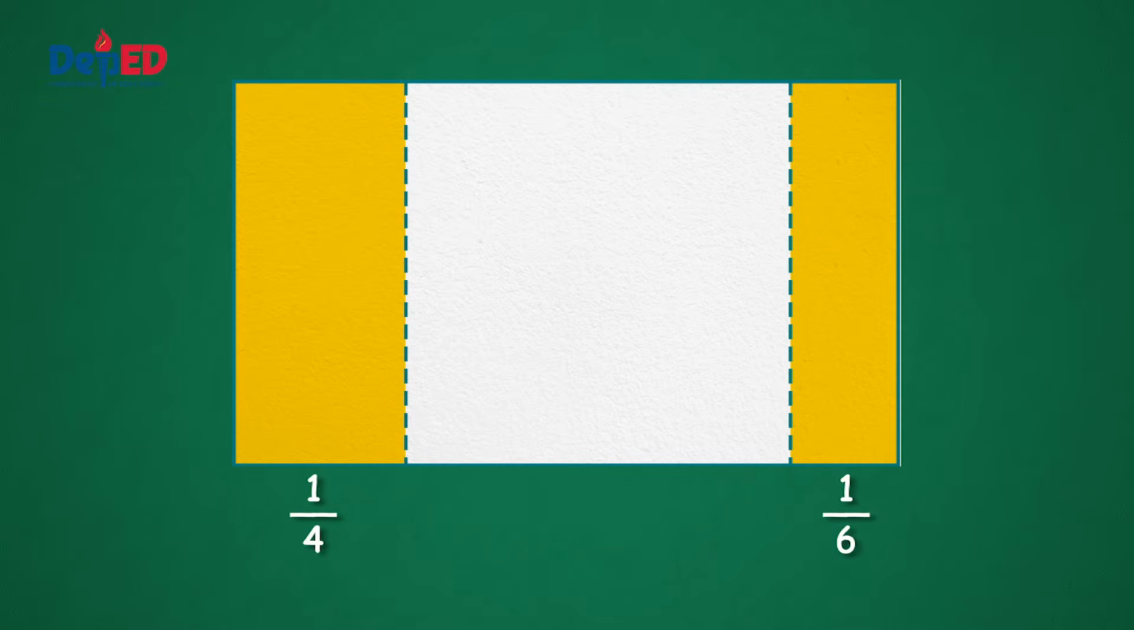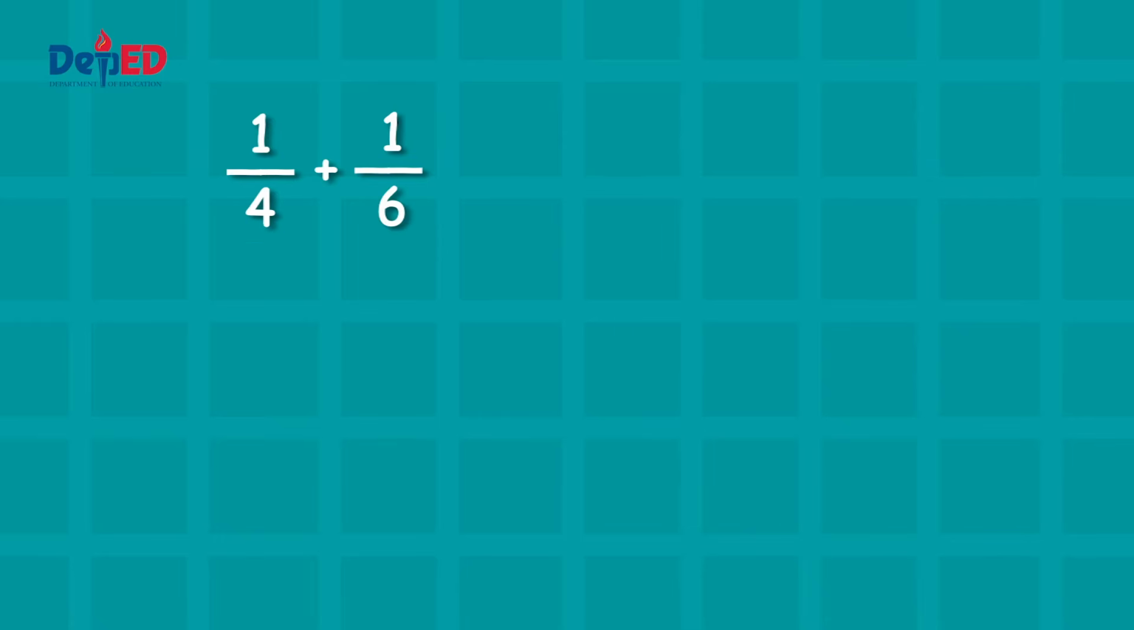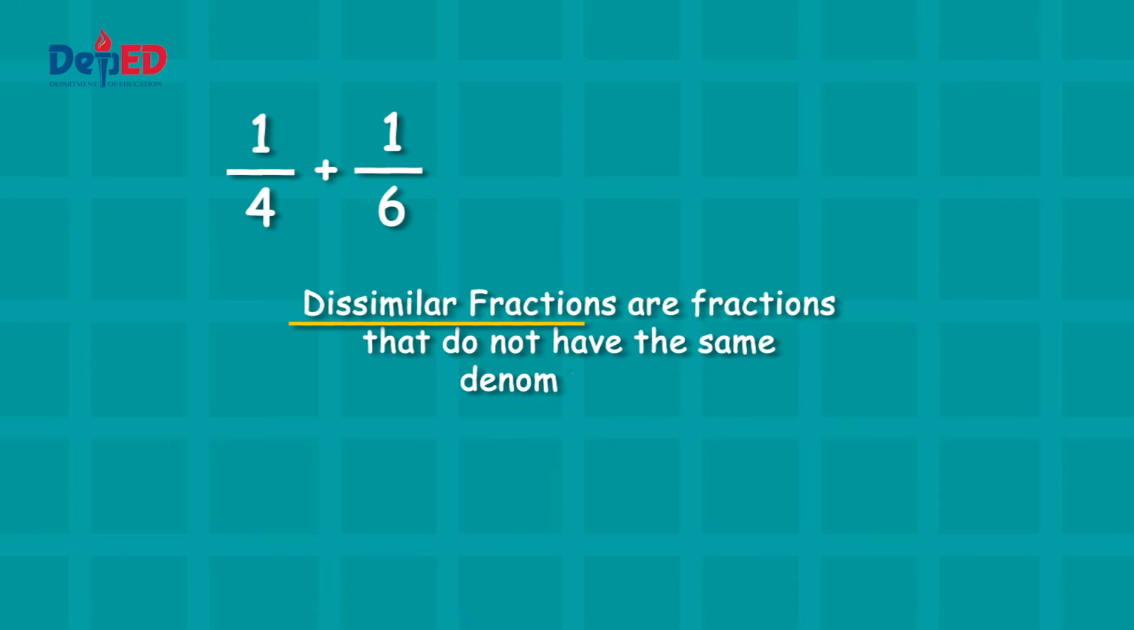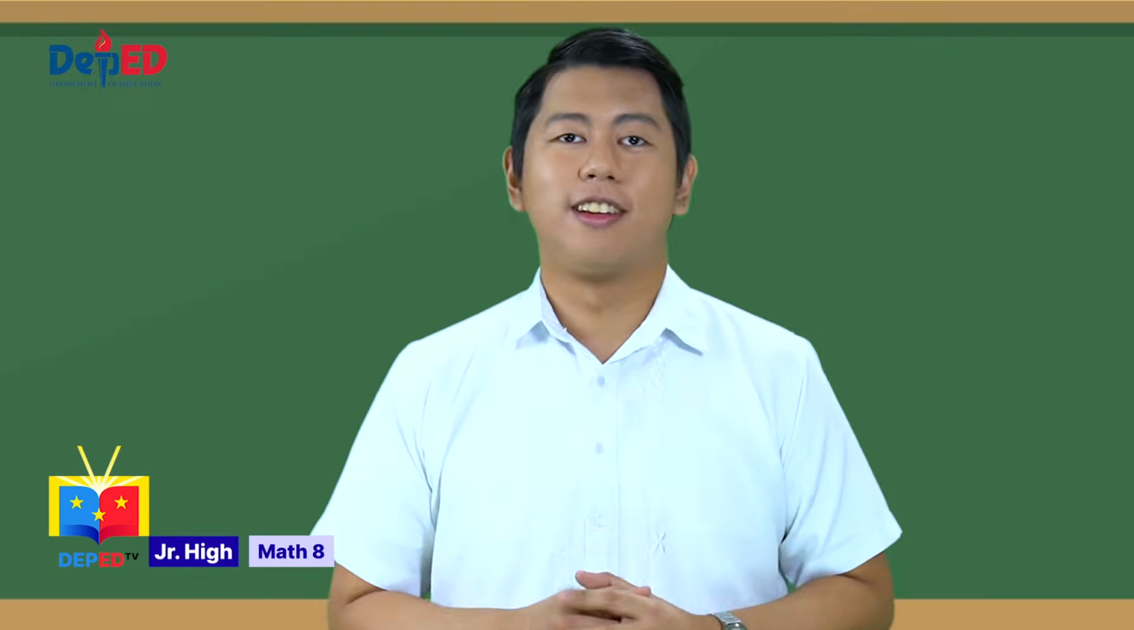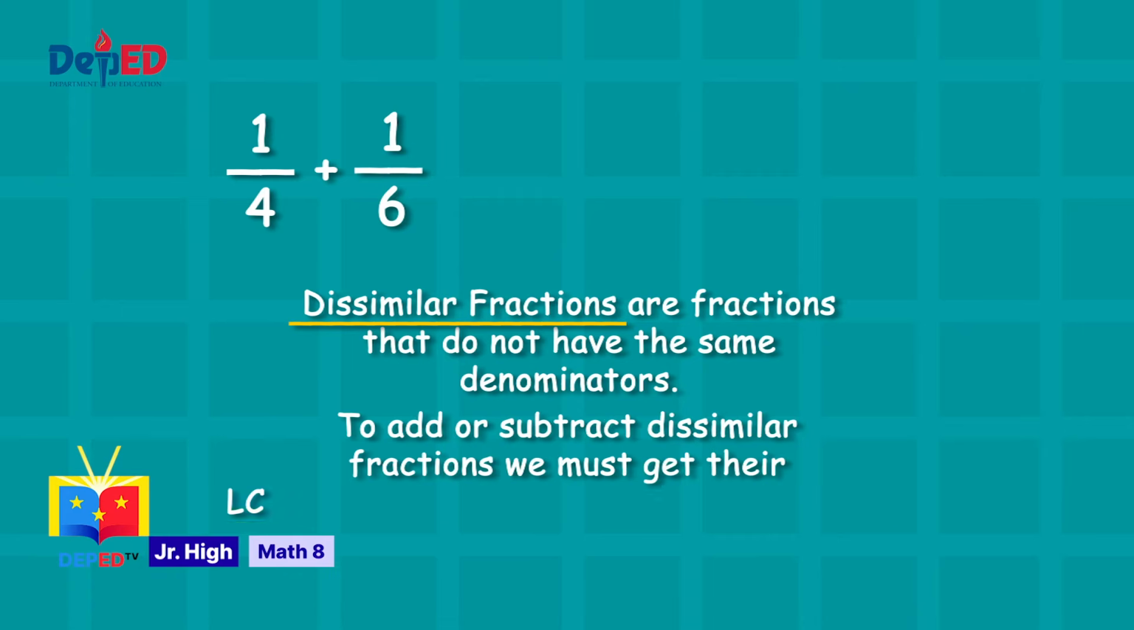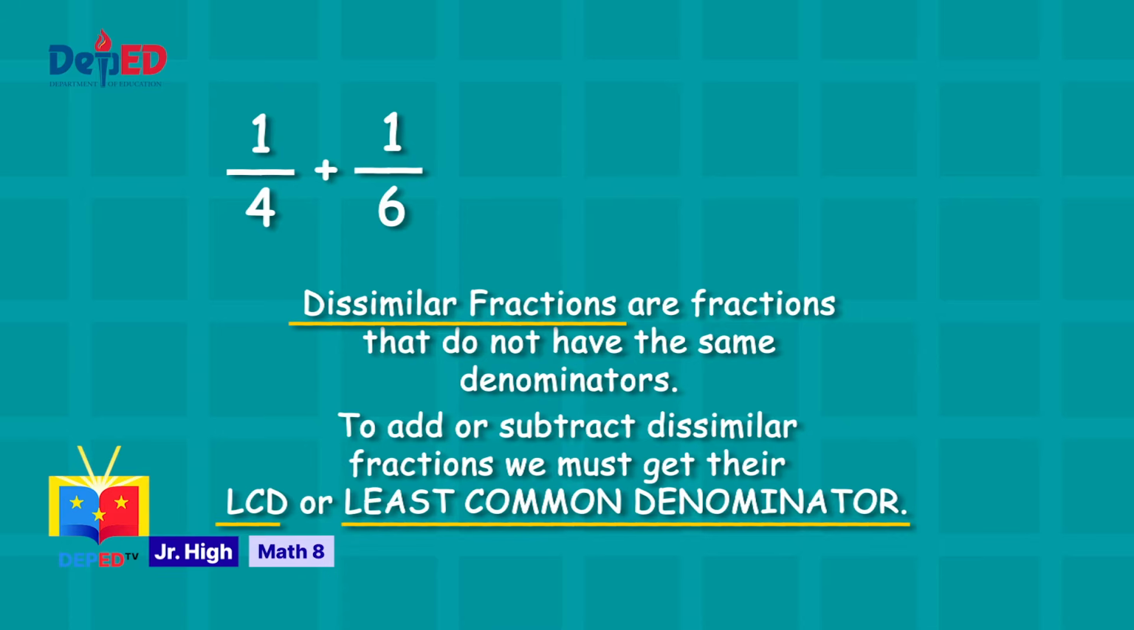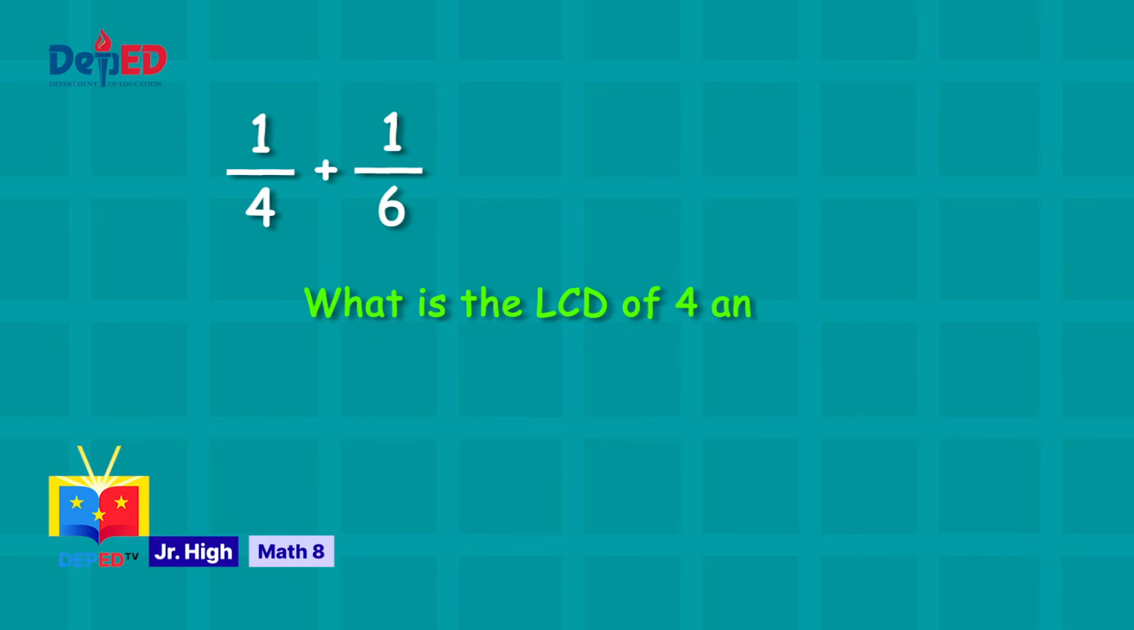To solve this, we will add the parts of the wall they painted. 1/4 plus 1/6. What do we call these fractions again? We are adding dissimilar fractions since they have different denominators. We can add these fractions by making them similar. Do you remember how? We can write them with similar denominators by getting their LCD, or least common denominator. So, what is the least common denominator of 4 and 6?